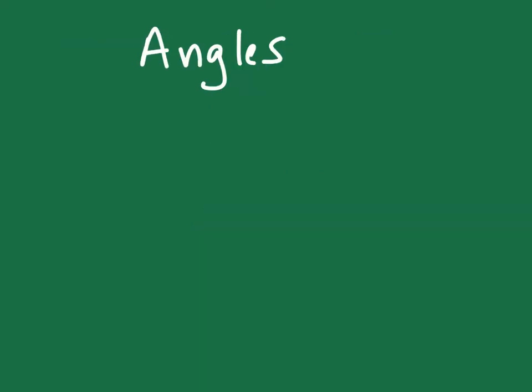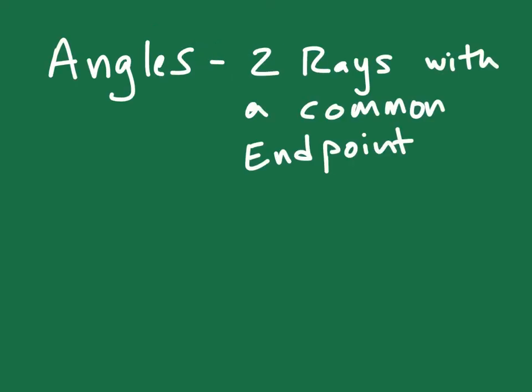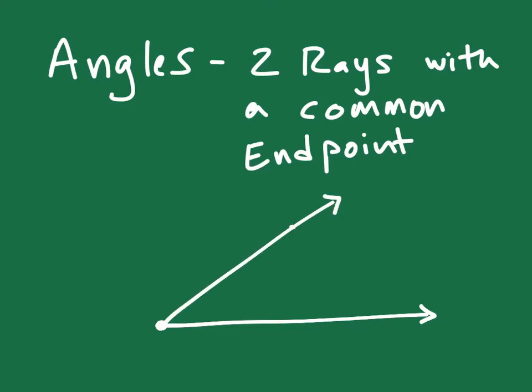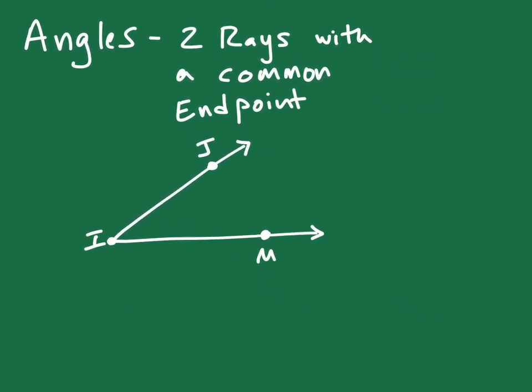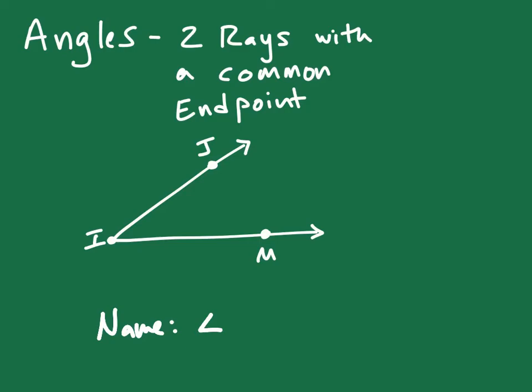The next thing that I want to talk about are angles. I define an angle as two rays with a common endpoint. So let's draw a picture of that. One point here with a ray going on this side and then another ray going here. Now I'm going to create a point here and here. I'm going to name this angle JIM. I want to name this a couple different ways. Naming an angle, I would put an angle symbol and put JIM.